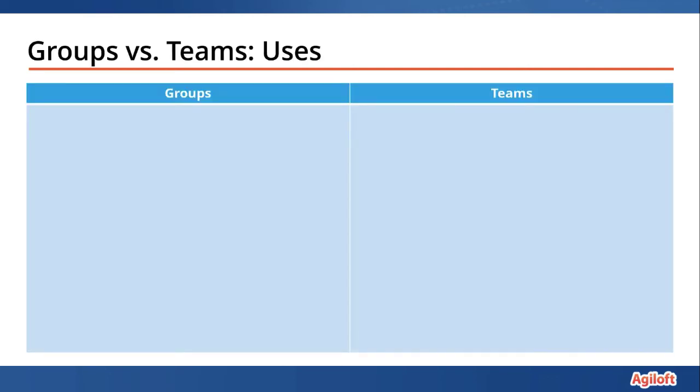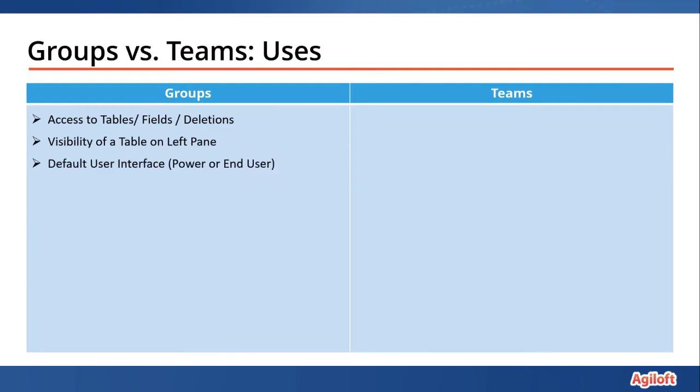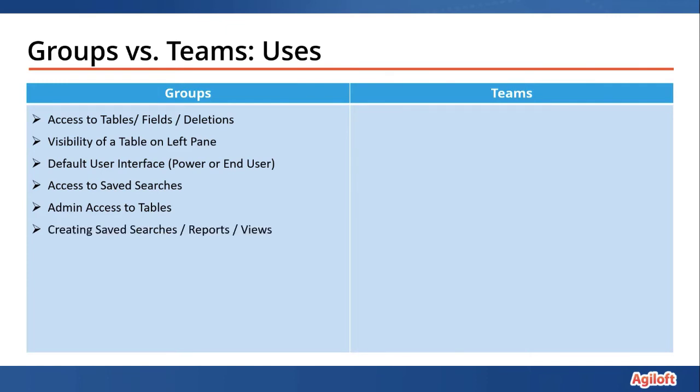Now that we have looked in depth at the functions of groups and teams, let's run through a quick list of the uses for groups and teams prior to moving on to discussing roles. Groups allow access to tables, fields, and deletions. They control the visibility of a table on the left pane. They determine the default user interface, whether they are a power or end user. They allow access to saved searches and admin access to tables.